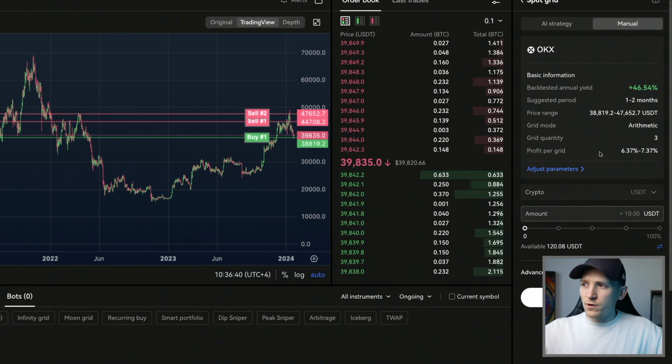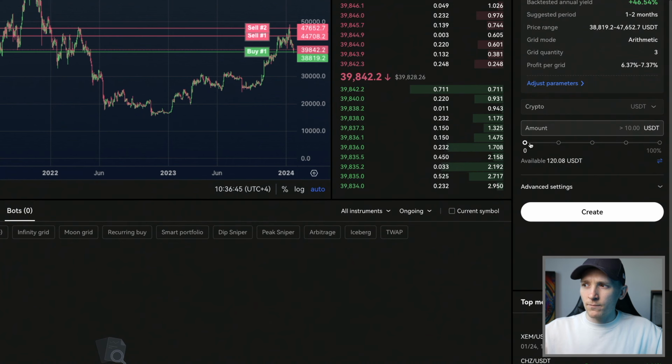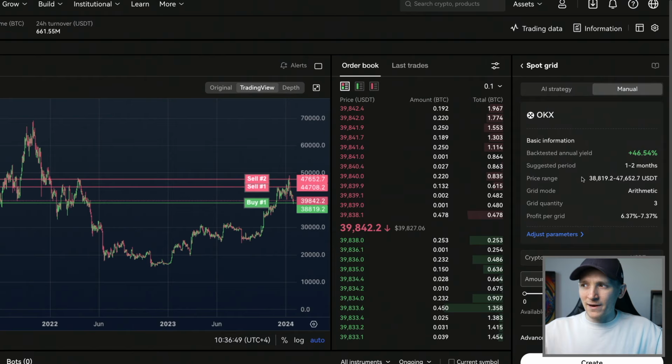If you don't want to, and you just want to put in a grid bot that's performed well recently, come down here, press create, choose the amount that you want to put in, press create, and it will do. But we'll get on to the manual settings now.